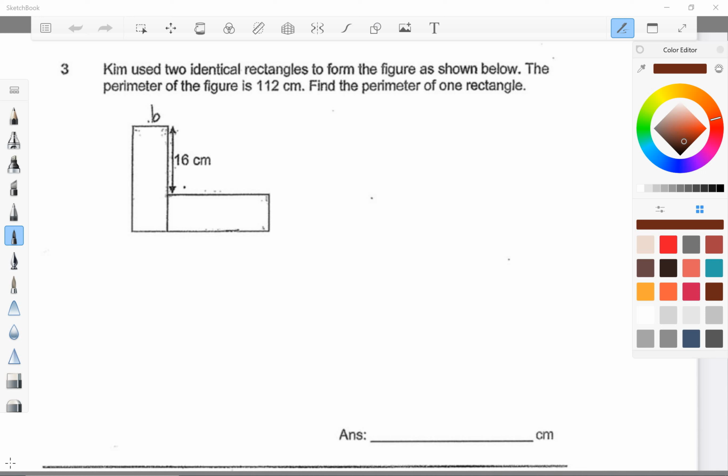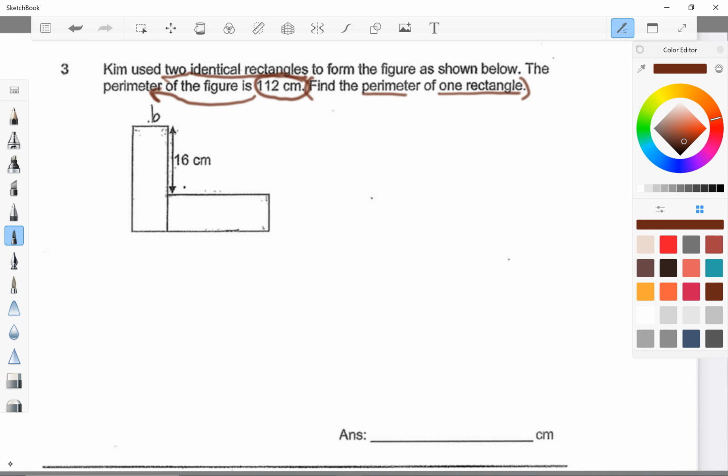Kim used two identical rectangles to form the figure as shown below. So we are referring to two identical rectangles, and it said that the perimeter of the figure is 112 centimeters. So 112 centimeters goes to the perimeter of the entire figure. And the question wants us to find the perimeter of just one rectangle.